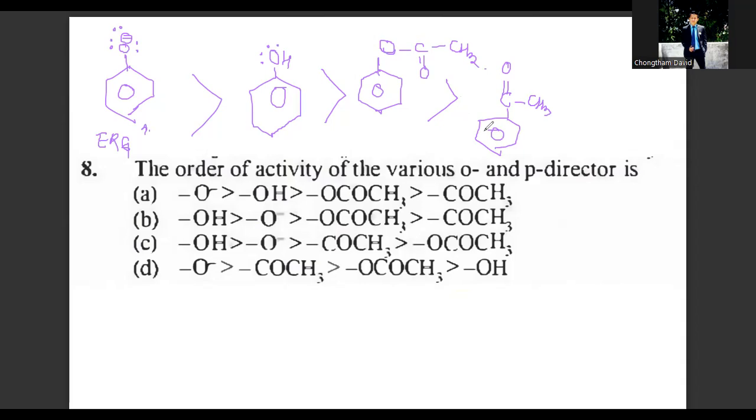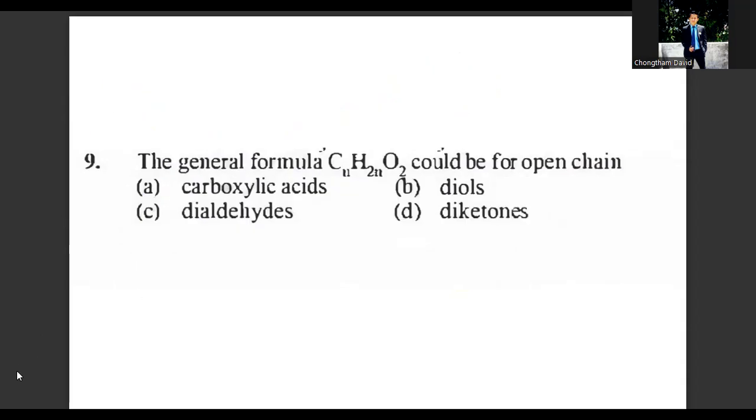Okay, so when you do this comparison, you will definitely get the answer. Question number 8 will be A. Easy. Question number 9, the general formula of this hydrocarbon could be, for open chain, you have two oxygen, and this is the general formula of alkene, right? So when two oxygen is attached, you know this is your carboxylic acid, the general formula of carboxylic acid. Very good.